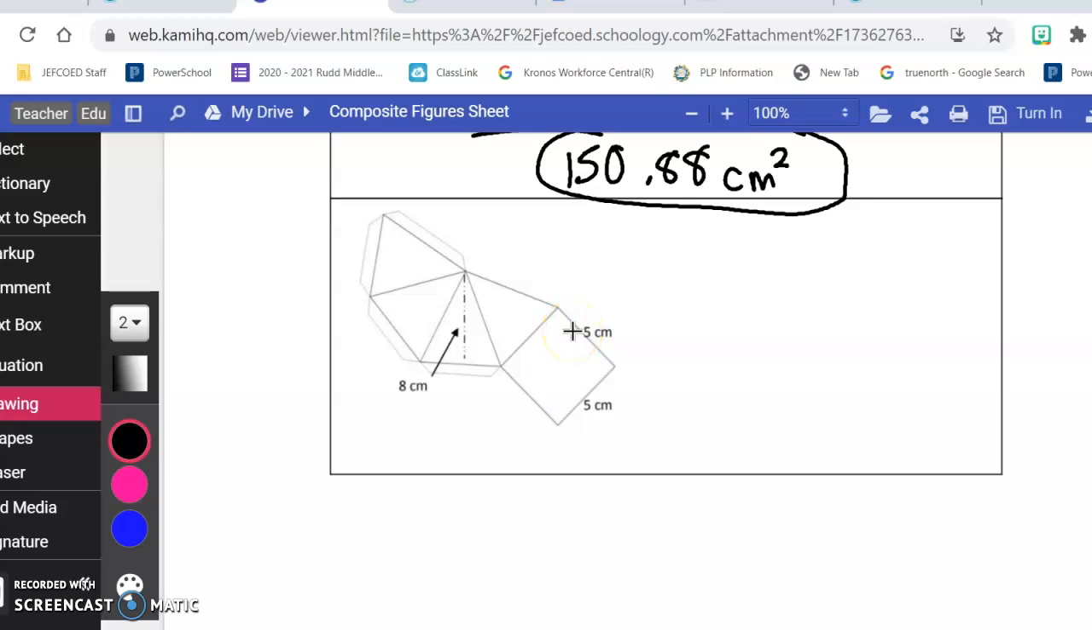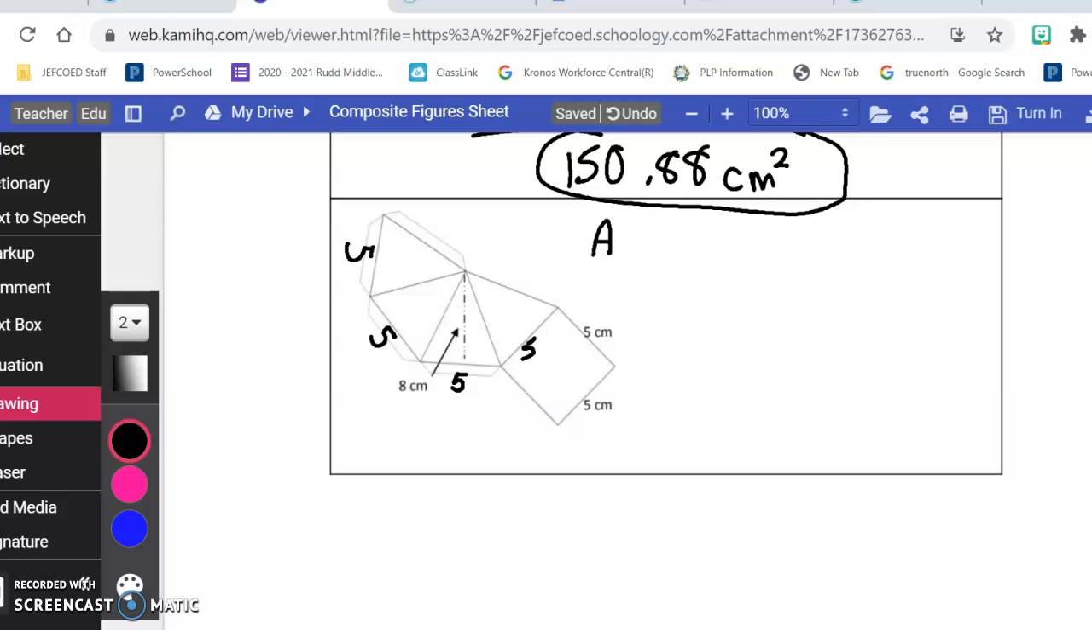Alright guys, let's look at this next figure here. Now I'm going to help you. Look, this is a 5 by 5 square, and every single one of these triangles right here is going to have a base of 5 and a height of 8. So there's two formulas you're going to need.